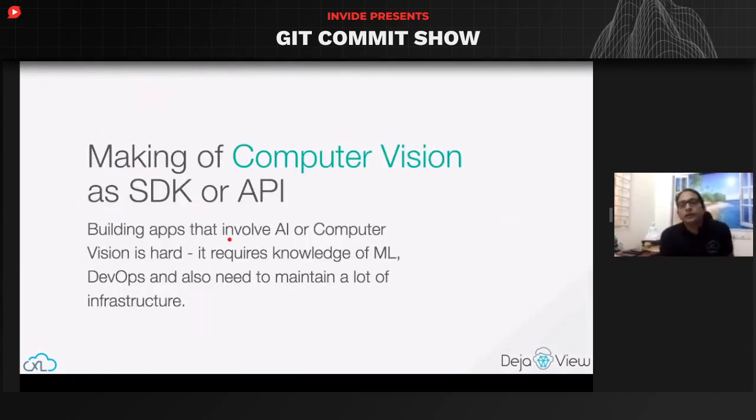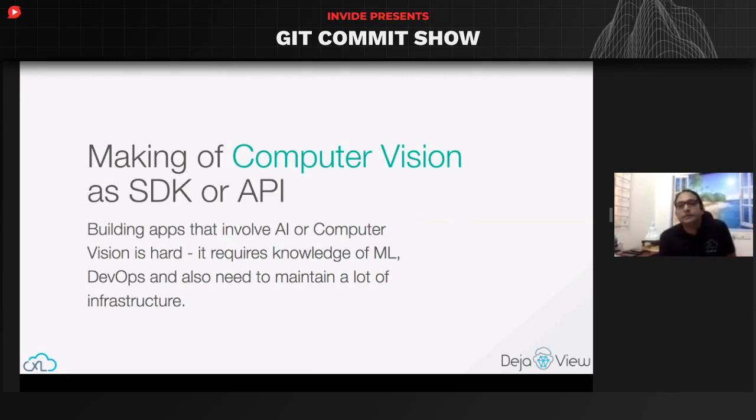All right. So the purpose of DejaView is to make computer vision, meaning the ability of the computer to see, to perceive, which is one of the key sub-objectives of AI, available as an SDK or an API, so that the developers don't have to do all the heavy lifting of deep learning, machine learning, and they don't have to do all the DevOps and deployment or scaling work.